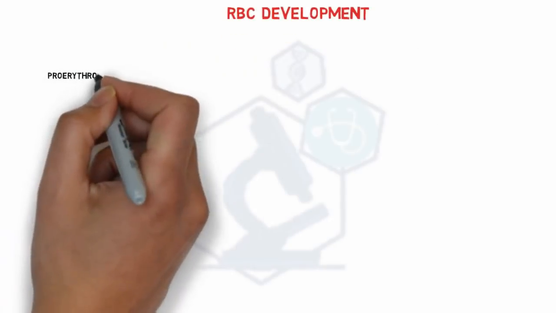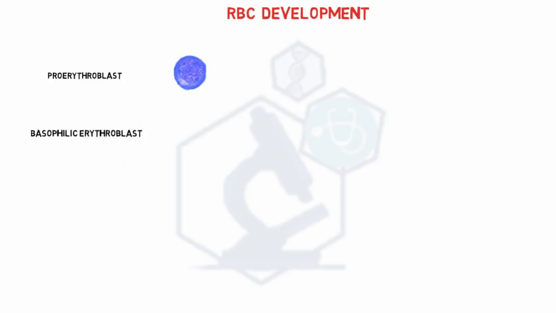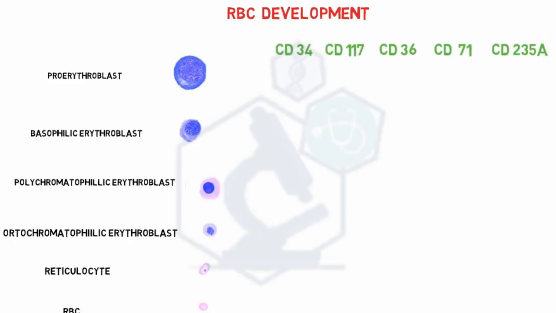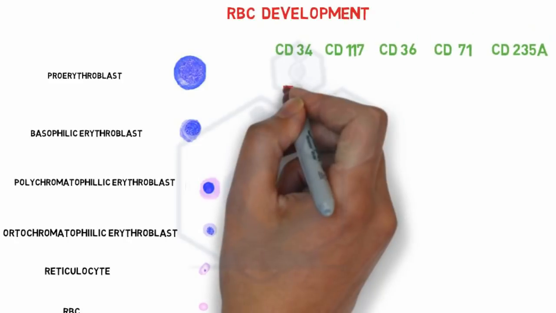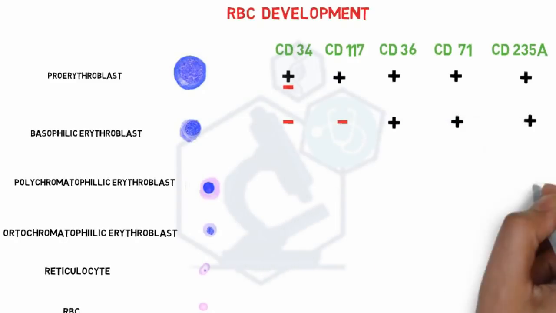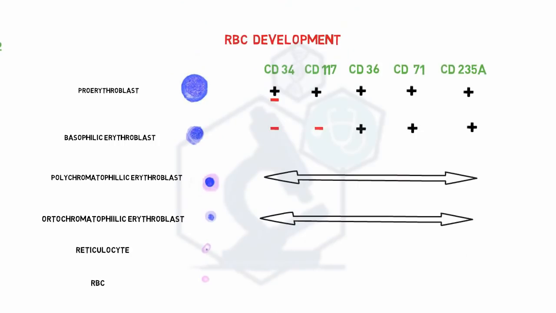RBC cycle begins from proerythroblast leading to basophilic erythroblast, polychromatophilic erythroblast, orthochromatophilic erythroblast, reticulocytes and finally RBCs. A proerythroblast is characterized by positivity for CD34 and CD117, which are immaturity markers. Later they gain positivity for CD36, CD71 and CD235A. CD34 and CD117 are lost from next stage onwards. CD235A is a pan-erythroid marker and is present across all stages of erythroid cells, whereas CD36 and CD71 are lost on mature RBCs.